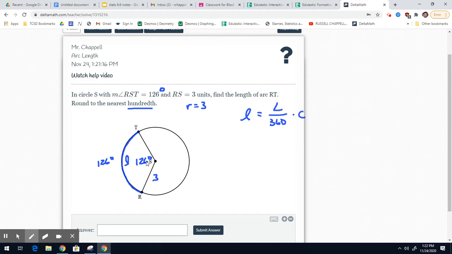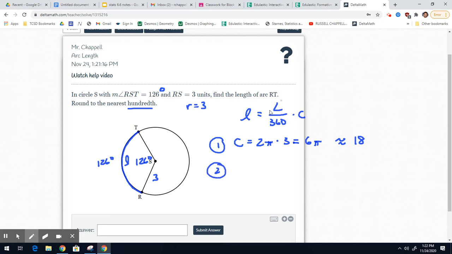But just to try to alleviate some people's confusion, let's first find the circumference. So circumference is equal to 2 pi r, and your radius is 3. So the circumference is 6 pi. Now, we're not going to multiply it out, but just to tell you what 6 pi is, let's estimate. Pi is 3.14, so 6 times 3 is about 18. That's the circumference.